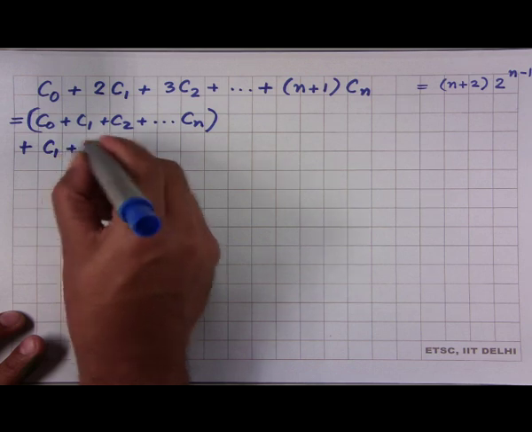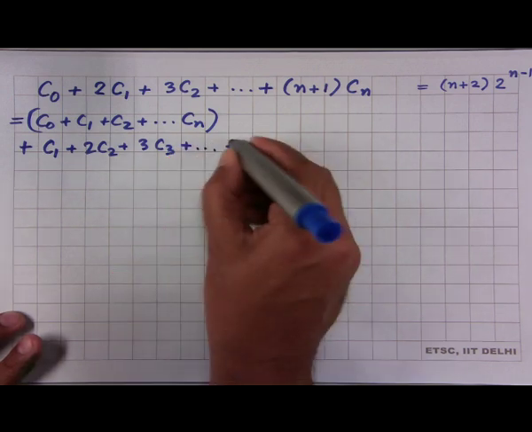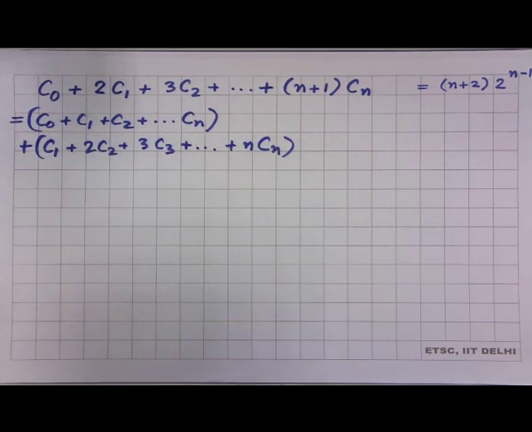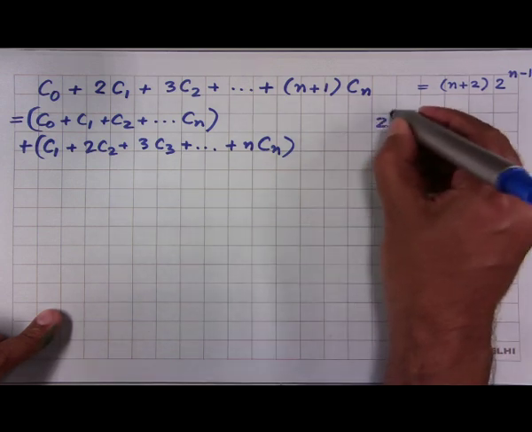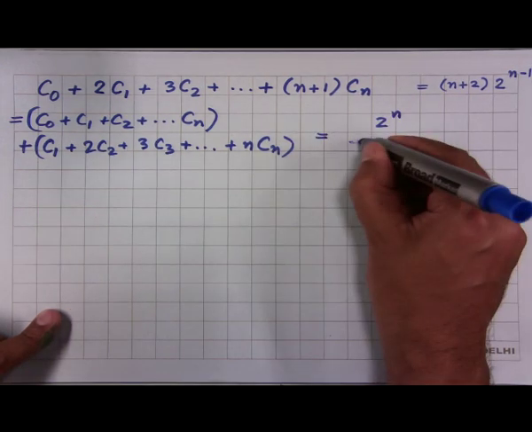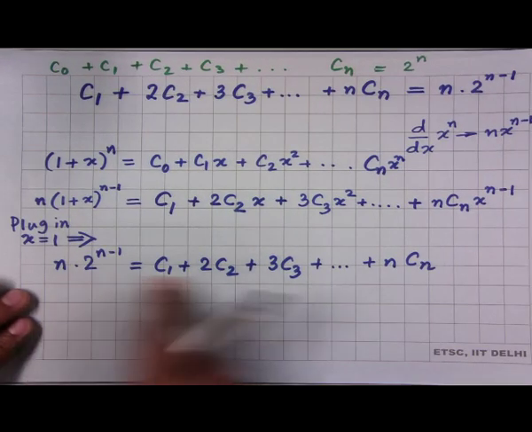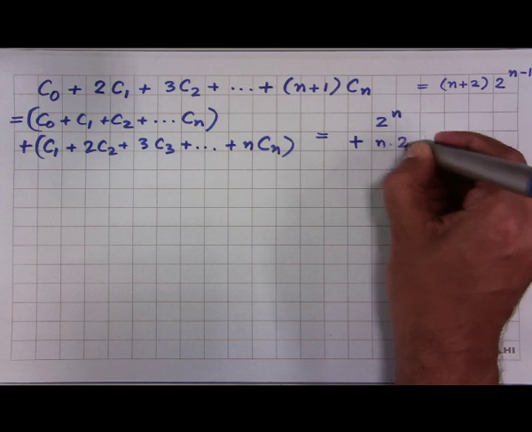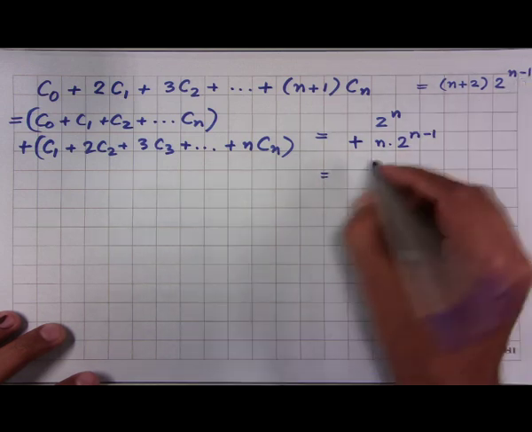plus C 1 plus 2 C 2 plus 3 C 3 plus n C n, right. And you know what the first one is. The first one was 2 power n, and the second one was just what we computed just now. And there you go.